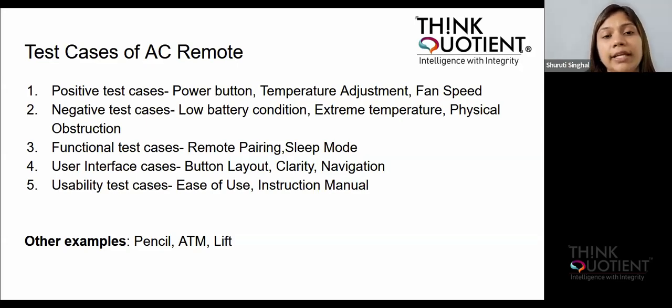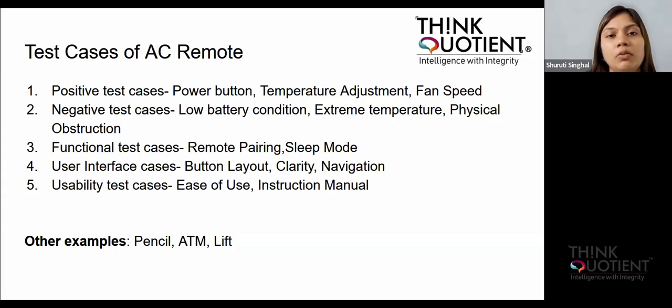Let us discuss the negative test cases. So negative means when there is a low battery condition, how the remote is going to be used. Till when it is going to work if it is a low battery condition. If you give an invalid button combination, how is it going to behave? If it is out of range, the AC is in this room and you are trying to operate the AC from a different room, how is it going to behave?